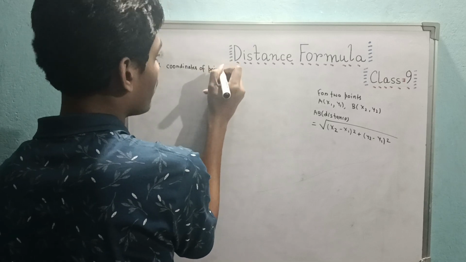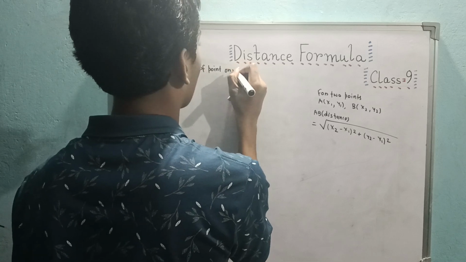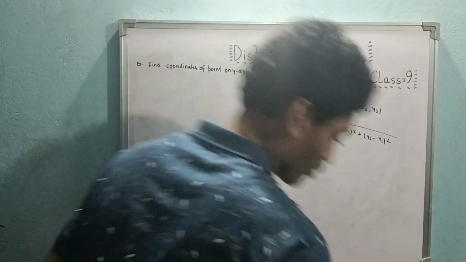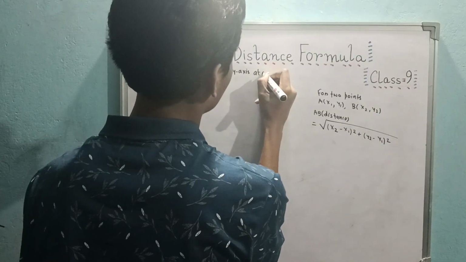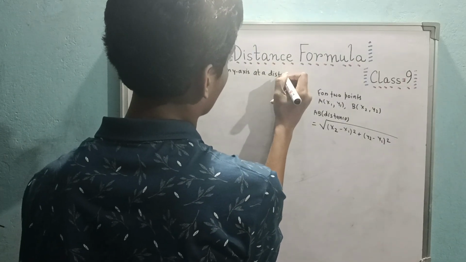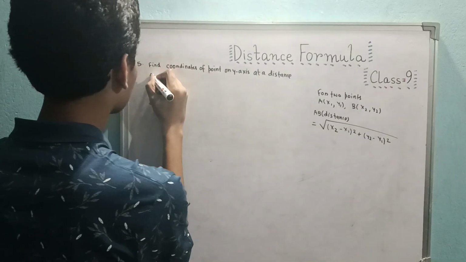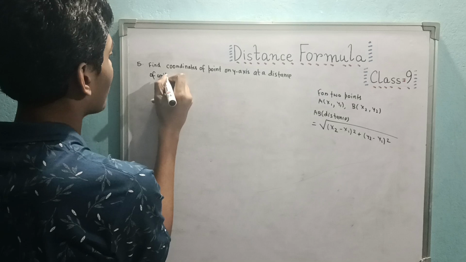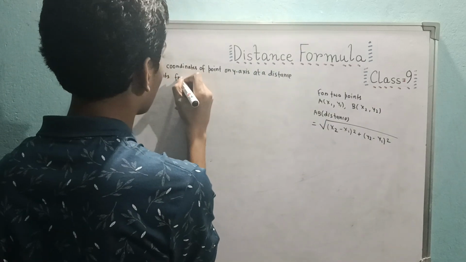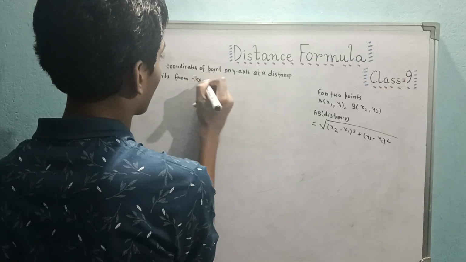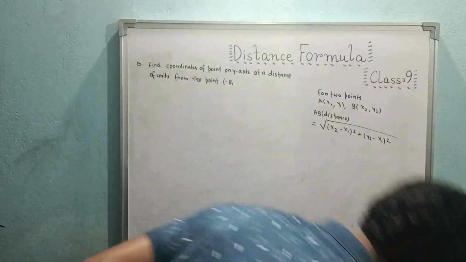See the question. I will tell you how it's done, the process. It's a good question. At a distance of 10 units from the point (minus 8, 4).